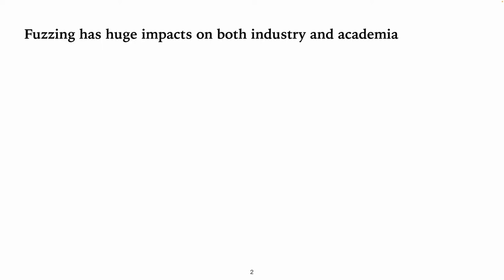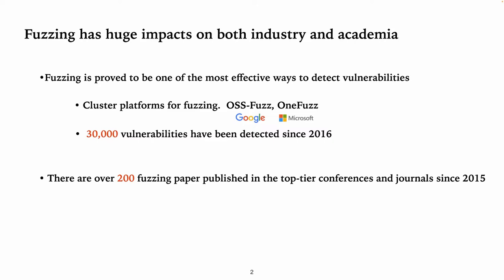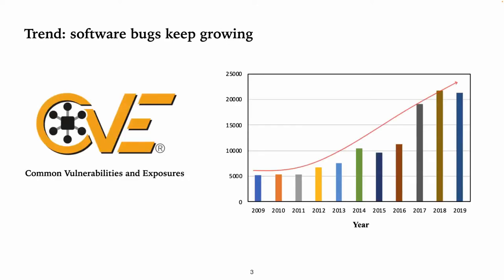Nowadays, fuzzing has a huge impact on both industry and academia. In industry, fuzzing has proved to be one of the most effective ways to detect vulnerabilities. For example, both Google and Microsoft have their own cluster platforms for fuzzing, and they claim that over 30,000 vulnerabilities have been detected since 2016. Moreover, in academia, there are over 200 fuzzing papers published in top conferences and journals since 2015. However, vulnerabilities keep growing every year, which increases the difficulty of detecting them.